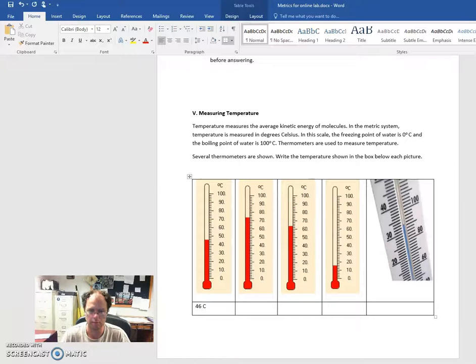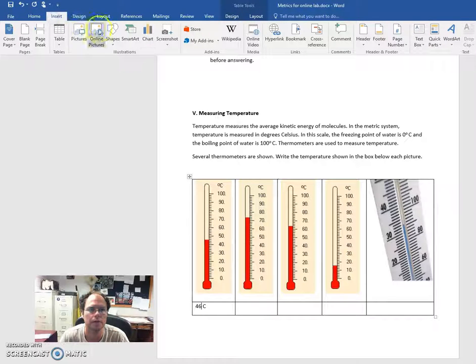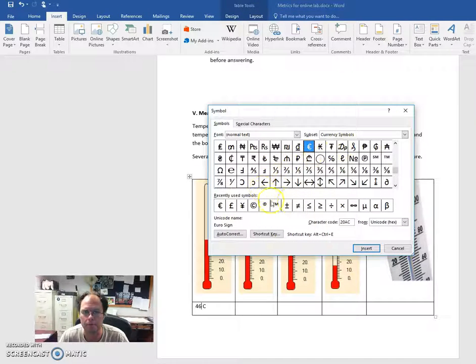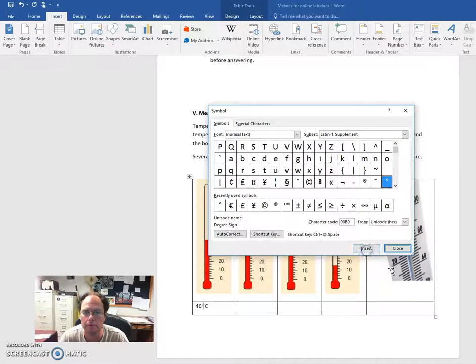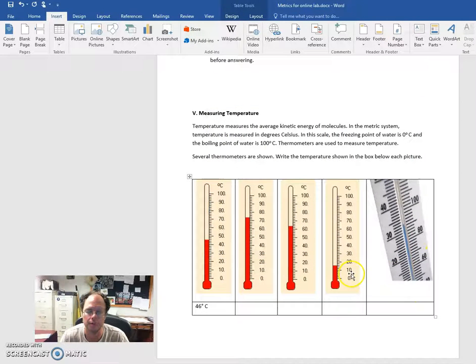You don't have to write in the little degree symbol because it's kind of a pain to do that. If you wanted to do it anyway, you could go to Insert, and I'm off the screen here, but you go to the symbol button on the far right, and you could pick from the list of symbols there. I'm not seeing a degree right off. Let's see if I can find it. There it is. So that's how you do that.